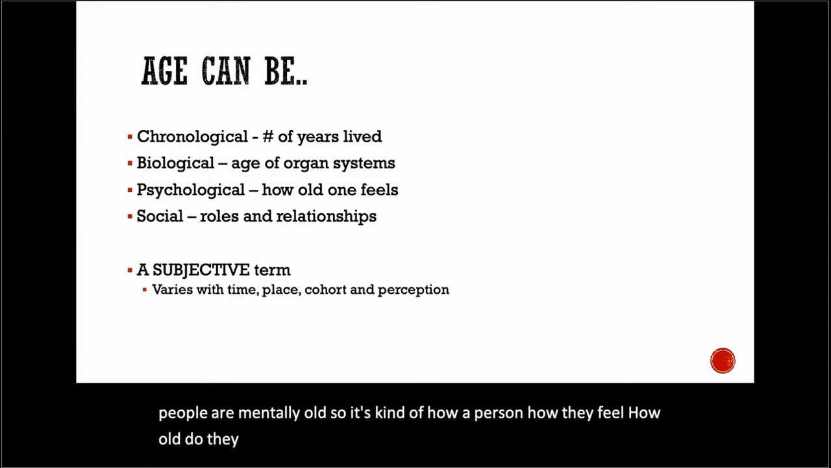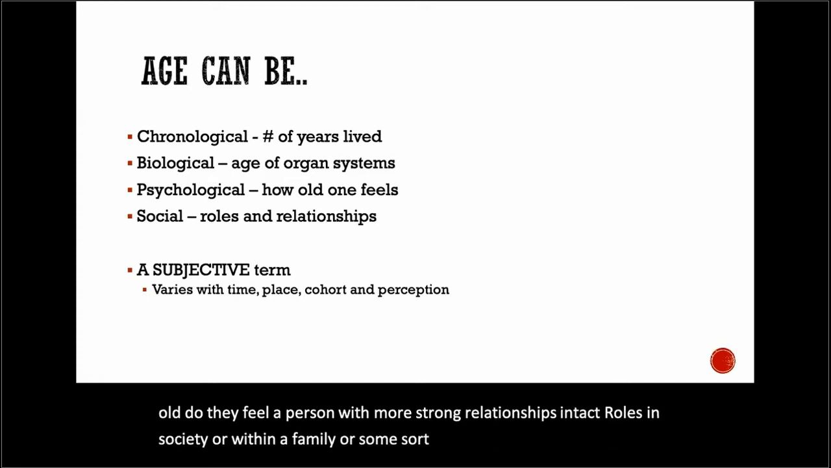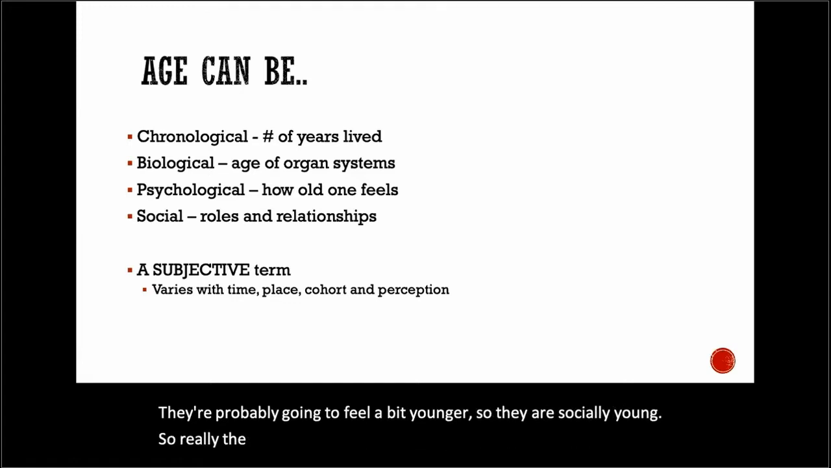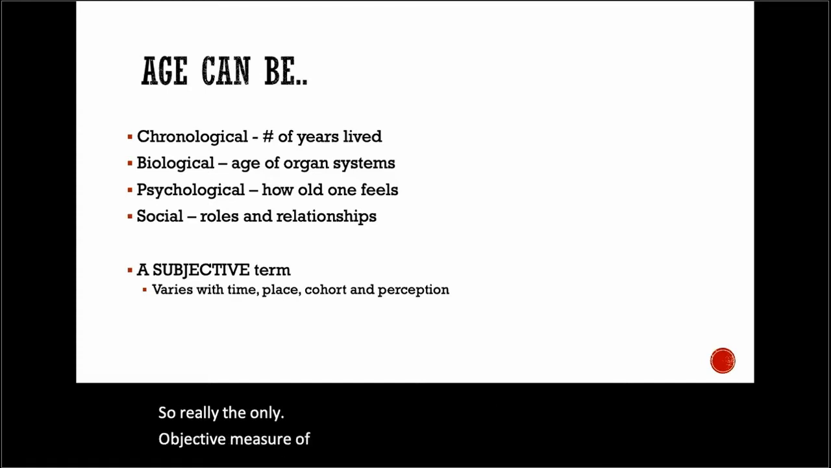A person with strong relationships, intact roles in society or within a family or some sort of personal unit, they're probably going to feel a bit younger. So they are socially young. So really, the only objective measure of age is chronological, but the other measures of age are subjective.